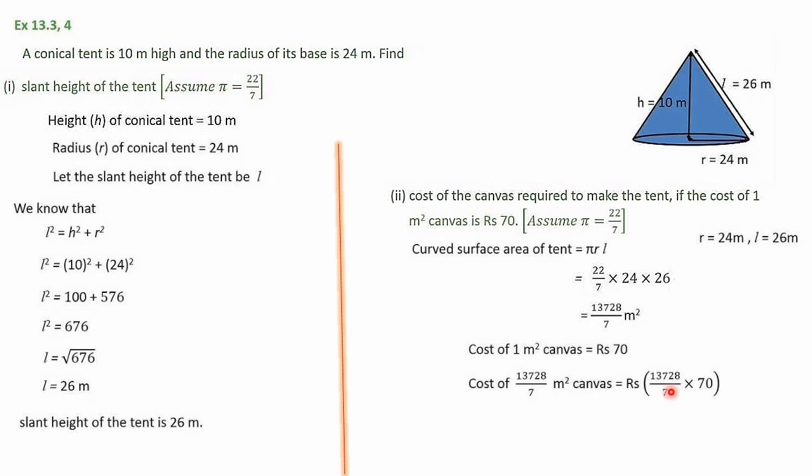Now you just see this denominator we kept as it is. Here it can be easily cancelled. 7 and 70 we can cancel 10 times. So 13,728 into 10. That means you will get 1,37,280 rupees. So the cost we have got is 1,37,280 rupees. That is the cost.